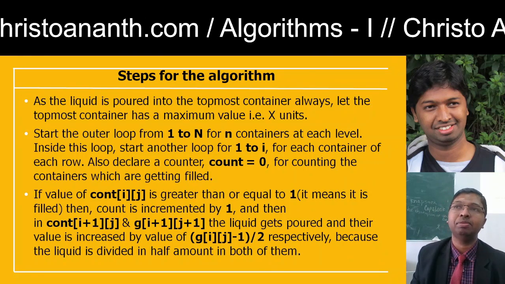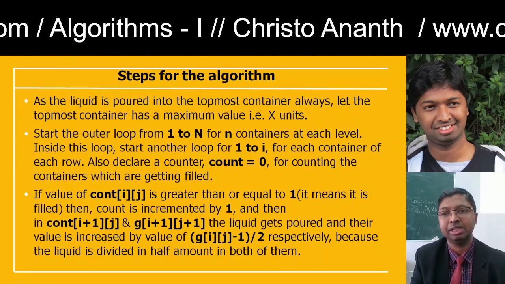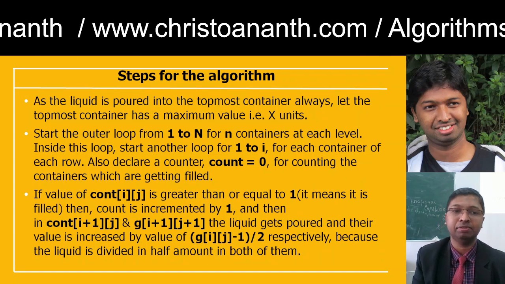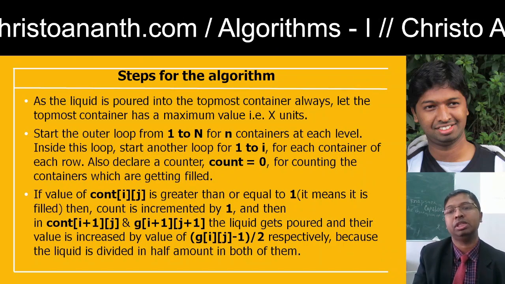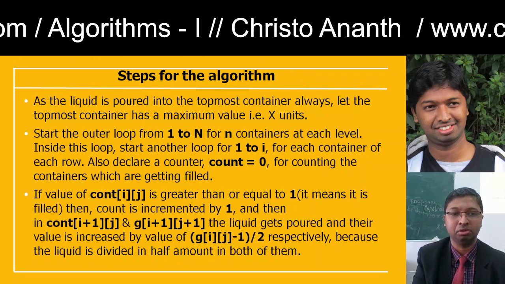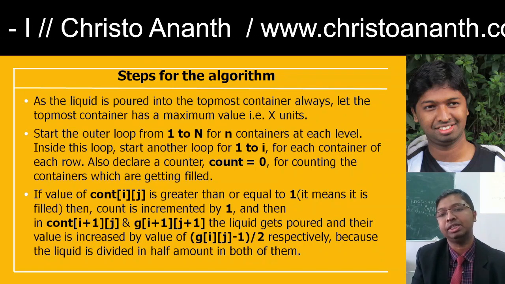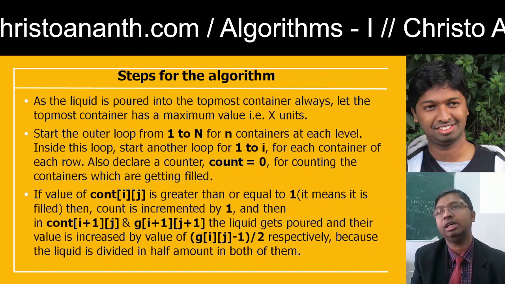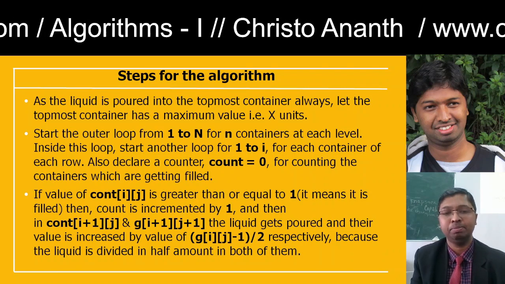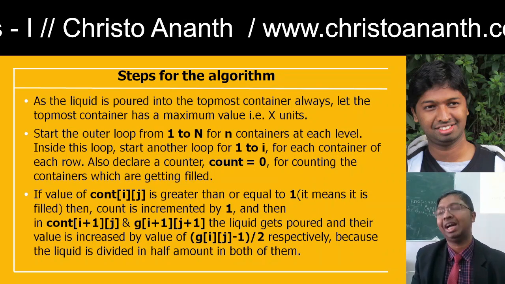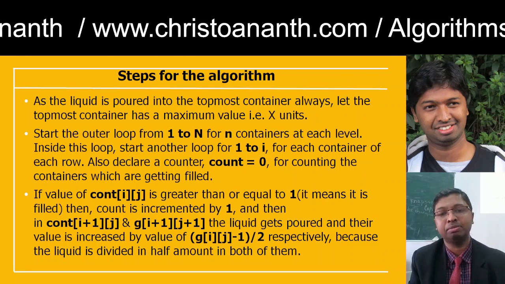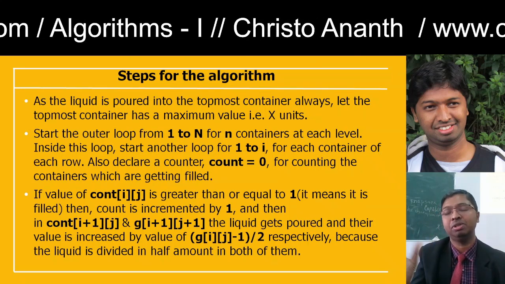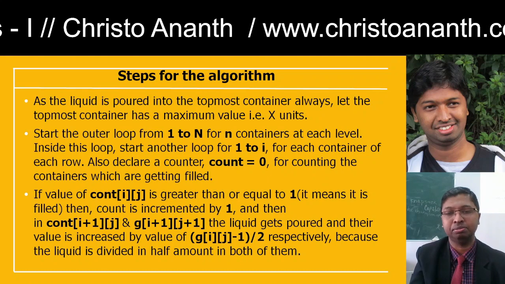So you start with an outer loop from 1 to n for n containers at each level, and inside this loop you start another loop from 1 to i, that's each container of each row. Then you declare a counter, count equal to 0, for counting the containers which are filled. If container of i j is greater than or equal to 1, then count will be incremented by 1, and container of i plus 1 j and i plus 1 j plus 1 will receive liquid, increased by the value of container i j minus 1 divided by 2. That's how the liquid is divided into half in both of them.